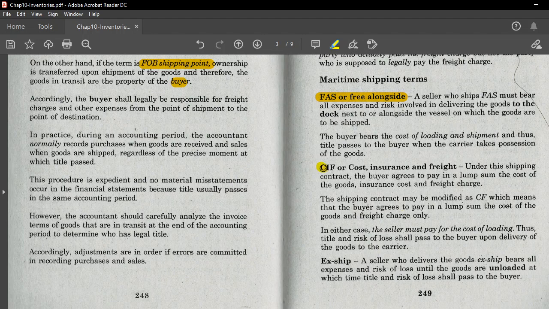We also have here the CIF or cost insurance freight. So, sabi dito, si buyer ang magbabayad sa cost ng items, ng insurance, saka yung freight charge. So, halos siya na lahat. And therefore, si buyer na din ang may-ari. And then lastly, ex-ship. Ang ex-ship naman, sabi niya, si seller na ang magbabayad or si seller na bahala hangtod sa ma-unload ang items dito kay buyer.